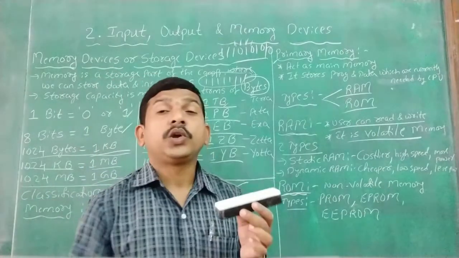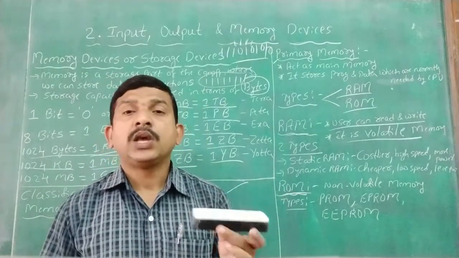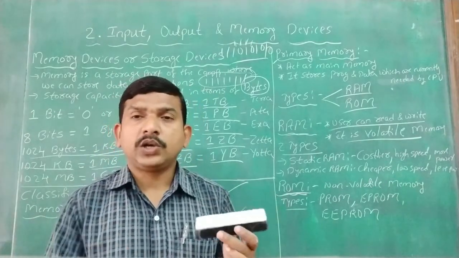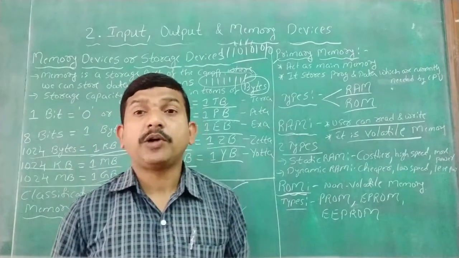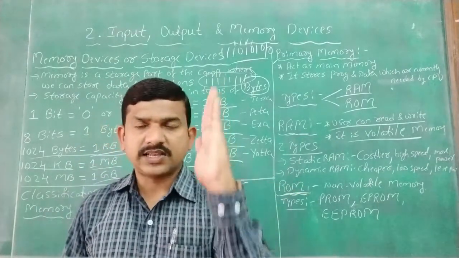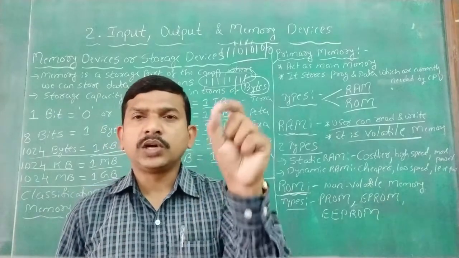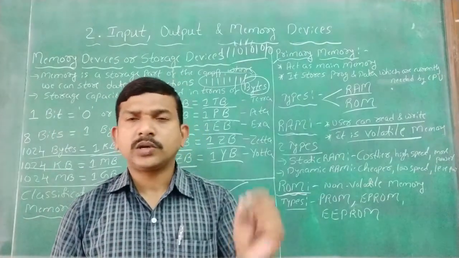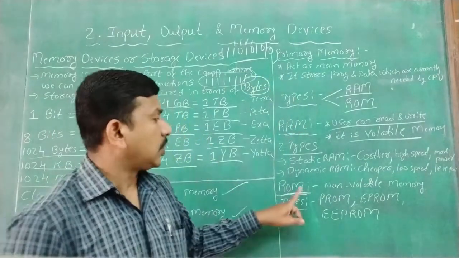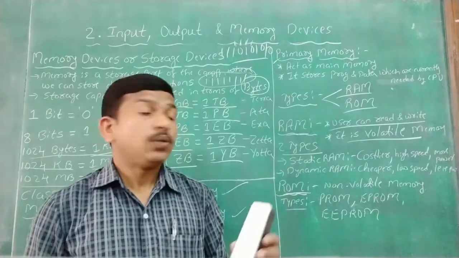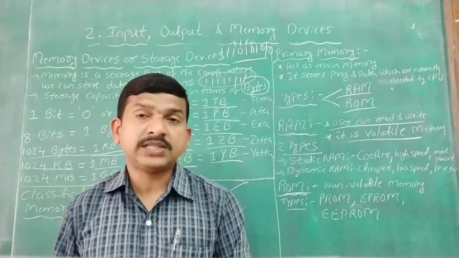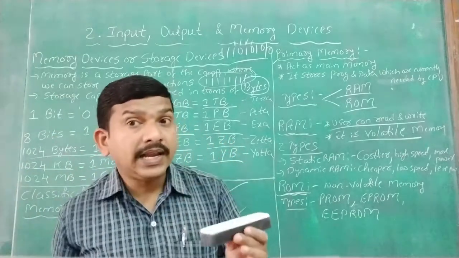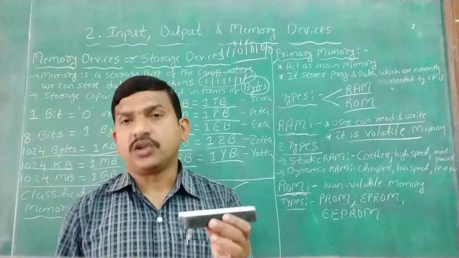But ROM we call non-volatile memory. ROM means read-only memory. It looks like a normal IC, in the shape of an IC. RAM looks like a small piece. In Google, if you just type RAM, you will get images of RAM, and you come to know how RAM looks. So ROM is read-only memory, which we call non-volatile memory. The data or instructions present in ROM will not be deleted even if the power goes off.